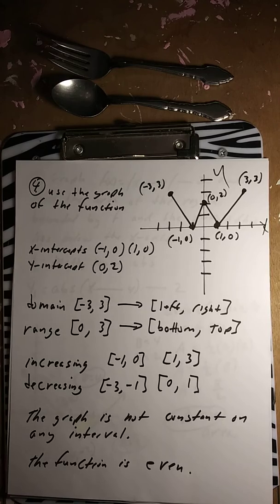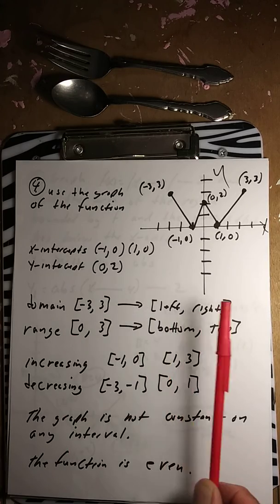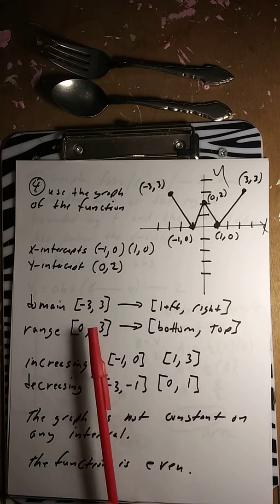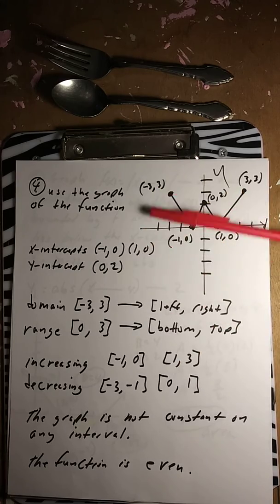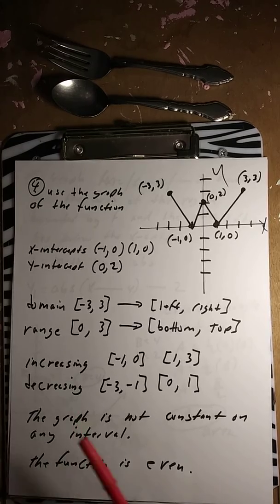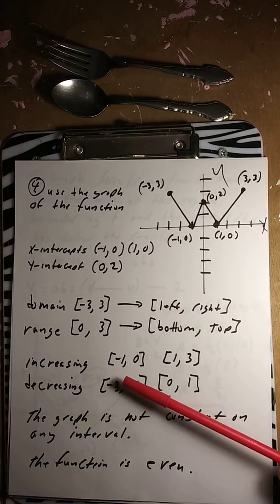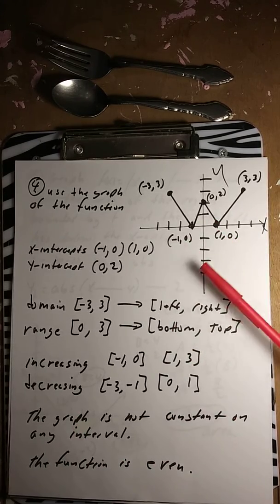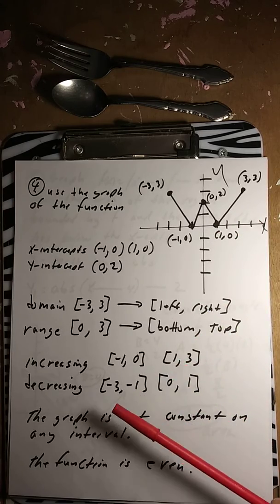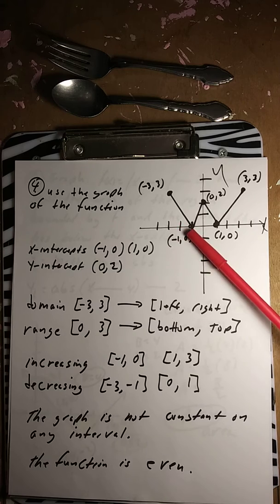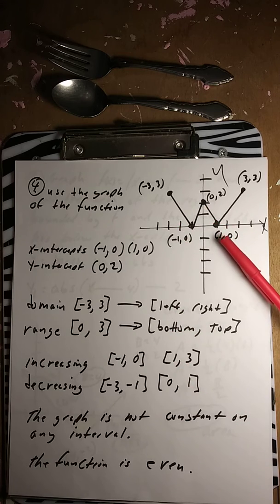All right, so now we have the numbers. We have x-intercepts, y-intercepts. Now the domain goes from negative 3 to 3, left to right. And range goes from 0 up to 3. Next part. It's increasing from negative 1 to 0, and from 1 to 3. And it's decreasing from negative 3 to negative 1, and from 0 to 1.